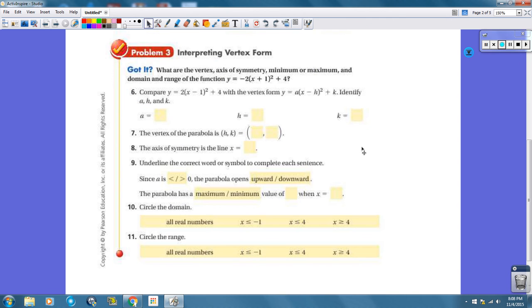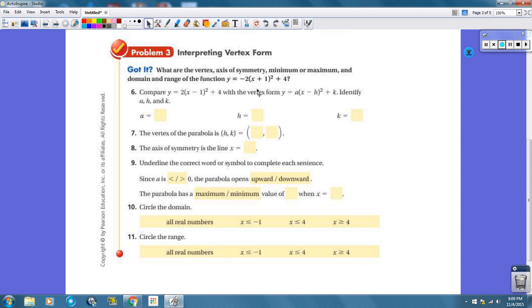Now what we're doing is we're talking about the vertex form. Okay, so what we're going to be doing is identifying the vertex, the axis of symmetry, a minimum, a maximum, and domain and range of the function. Okay, so we're just going to keep going and knock ourselves out with that one. Okay. And then, yep, we're good.